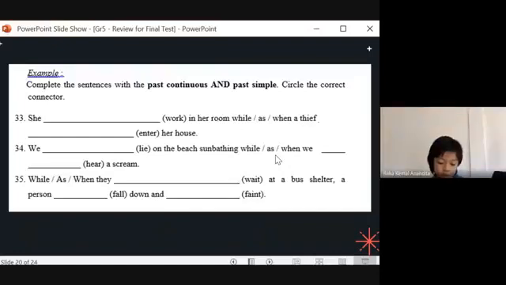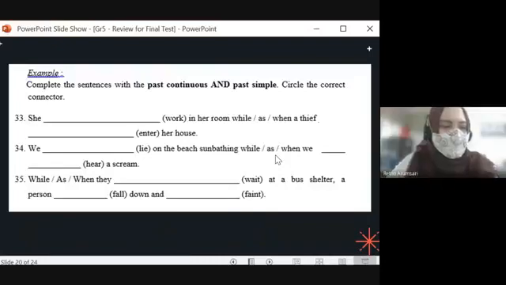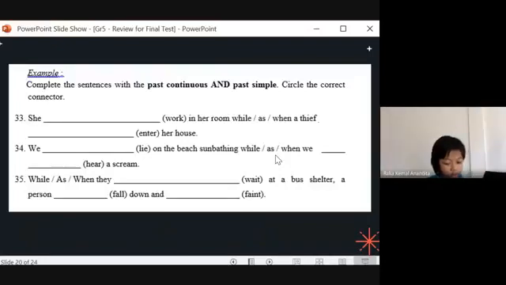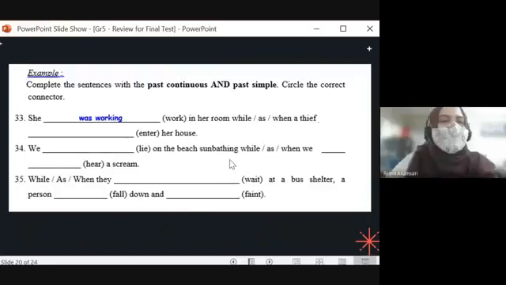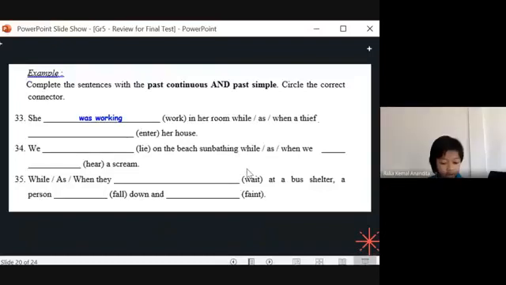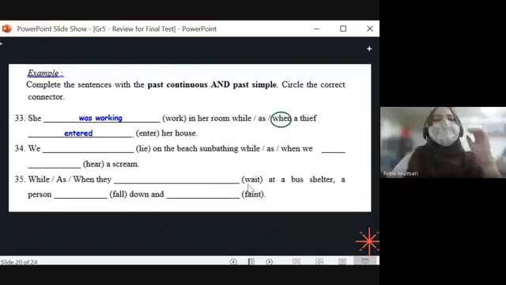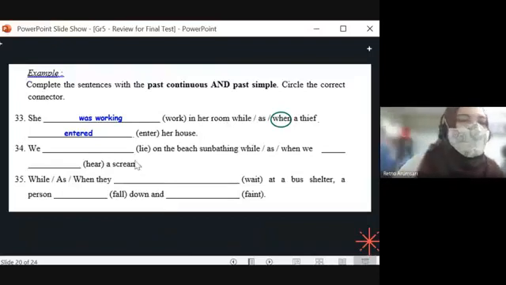She was working in her room when a thief entered her house. Well done. Yes, it's always like that, 5C.